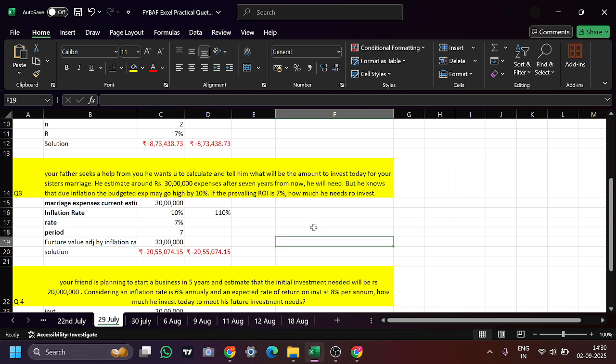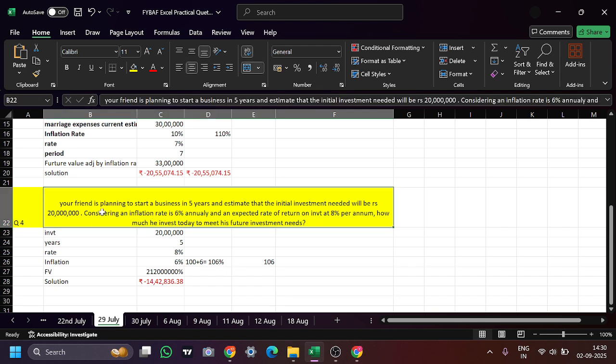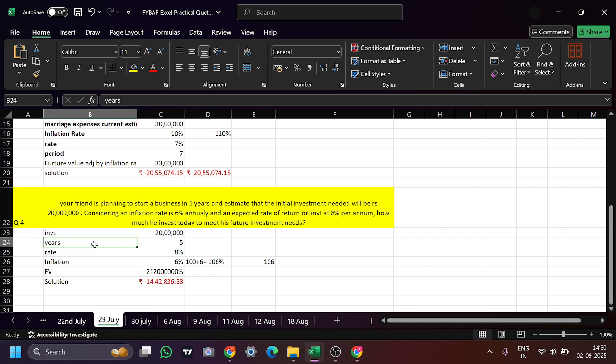Now let's move on to the next question. Next and last question goes like this. Your friend is planning to start a business in 5 years. The period is mentioned, how much is it? 5 years. And estimate that the initial investment needed will be rupees 20 lakhs. The investment which we need is how much? 20 lakhs. Considering the inflation rate is 6%, how much is the inflation rate? 6%. Now 6% will be how much? 100 plus 6, right, is equal to 106, and we have written over here 106.